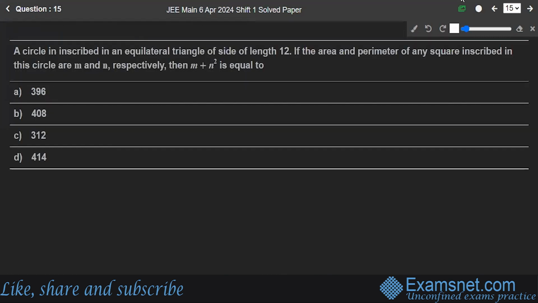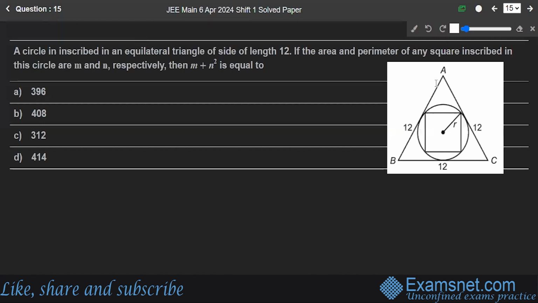Question number 15: a circle is inscribed in an equilateral triangle of side length 12. If the area and perimeter of any square inscribed in this circle are m and n respectively, what is the sum of m plus n square? So let's make the figure to understand the problem first. This is your figure here. ABC is your equilateral triangle.